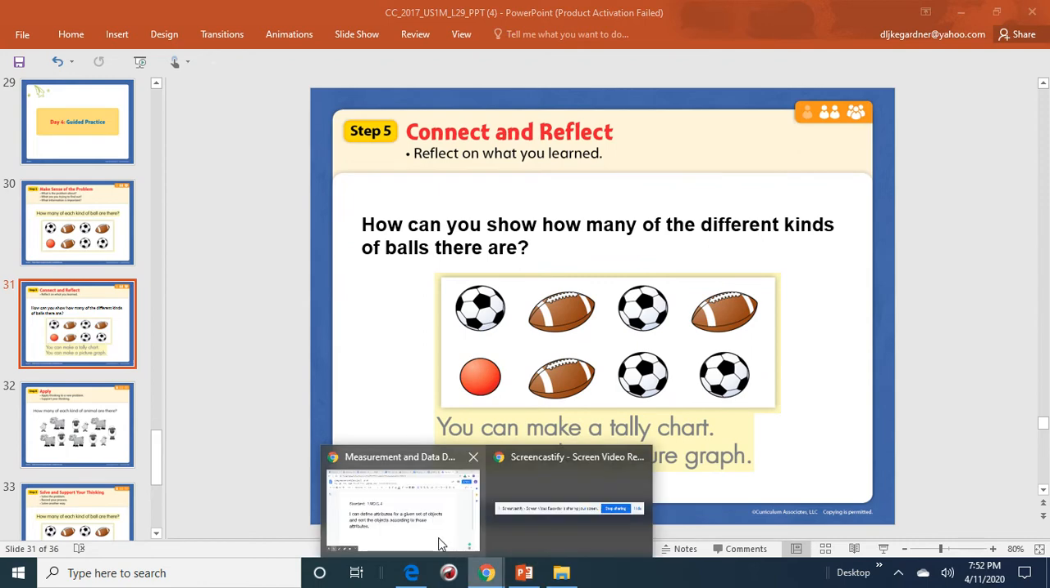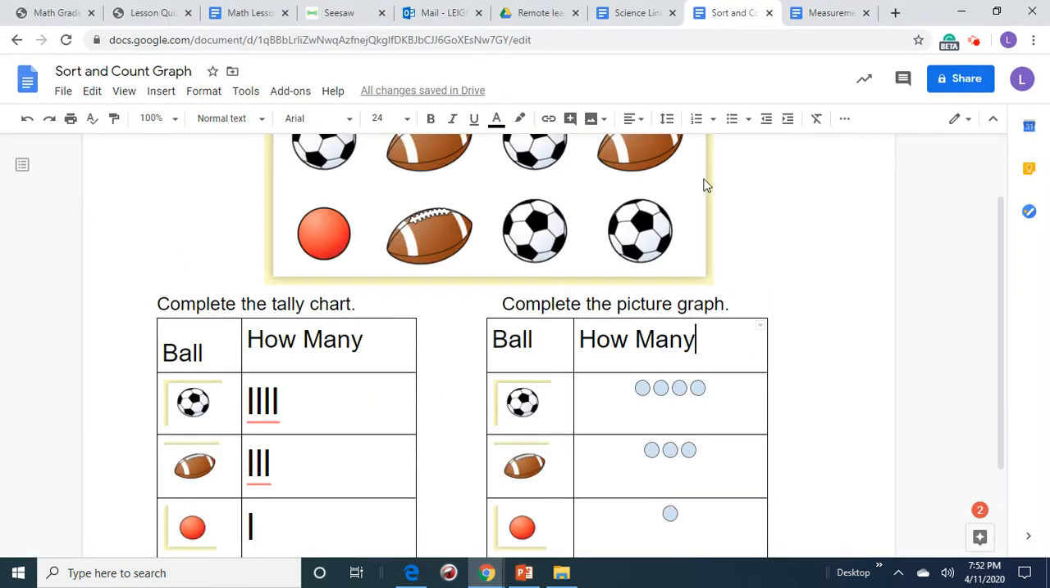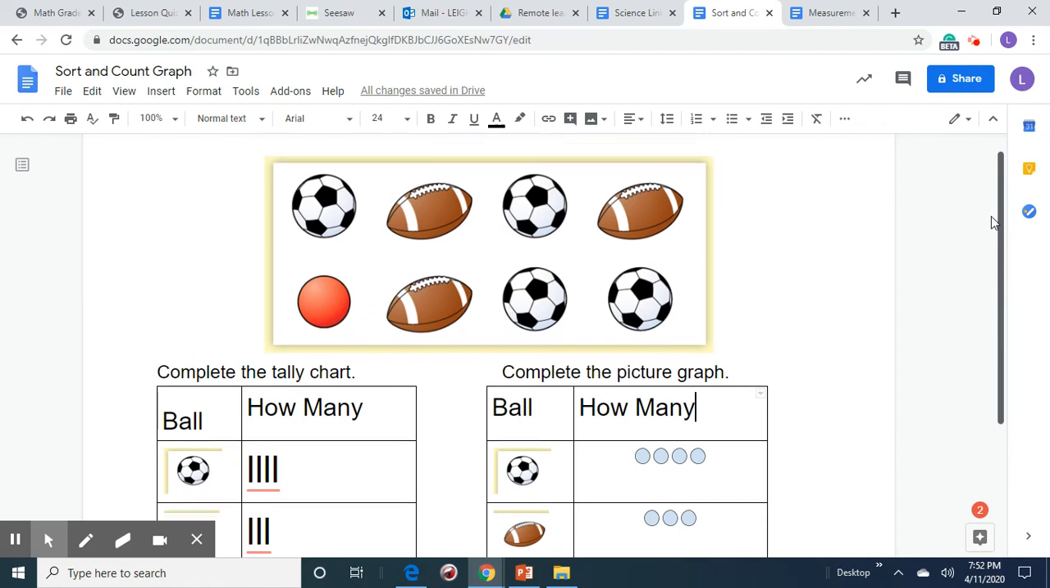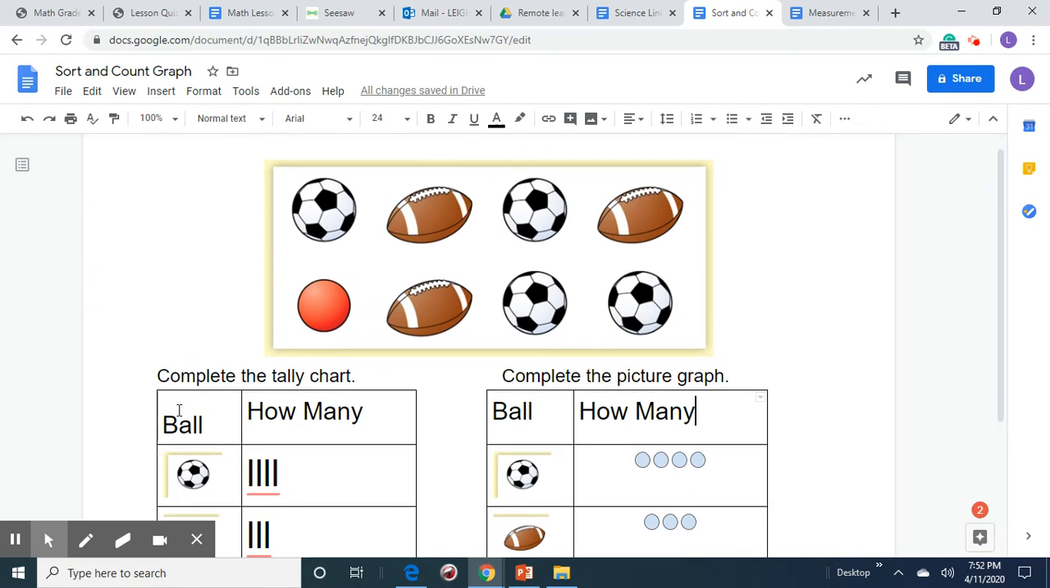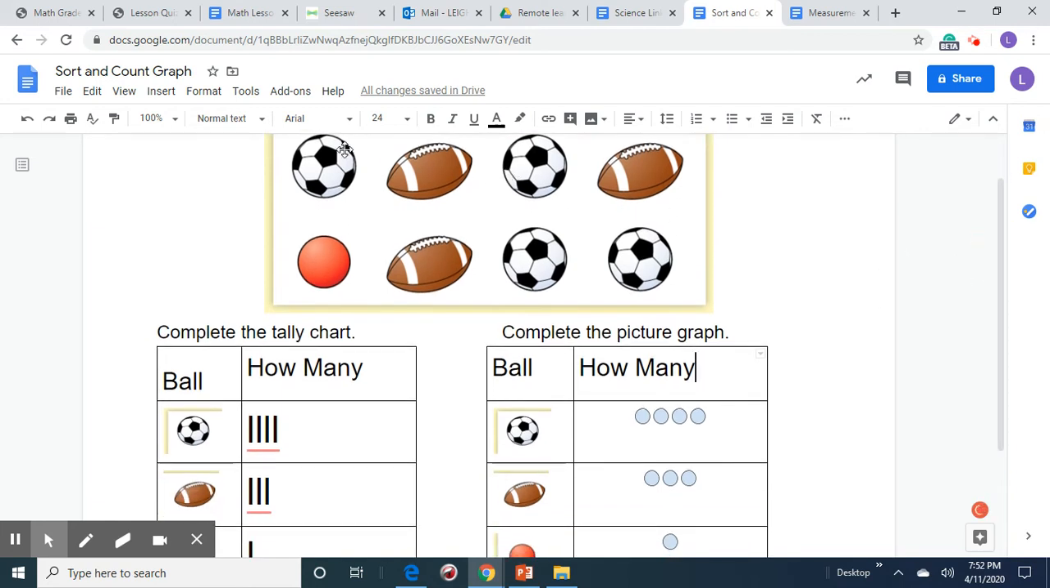So we're going to go to our document over here, and here we go. So how many balls did we have? This is our tally chart, okay? We had 1, 2, 3, 4 soccer balls. And there's our picture graph to match. We had 1, 2, 3 footballs. There's my tally marks and my picture graph.